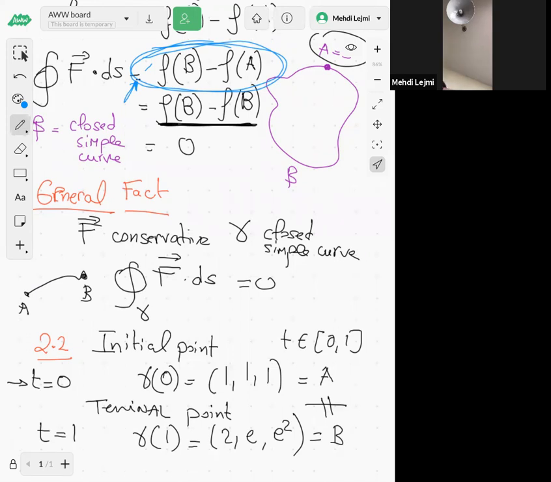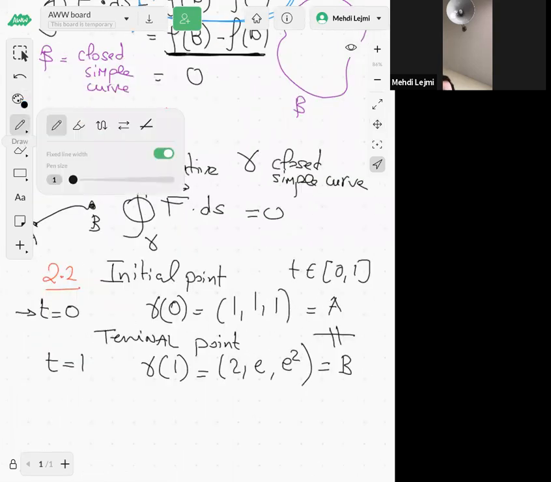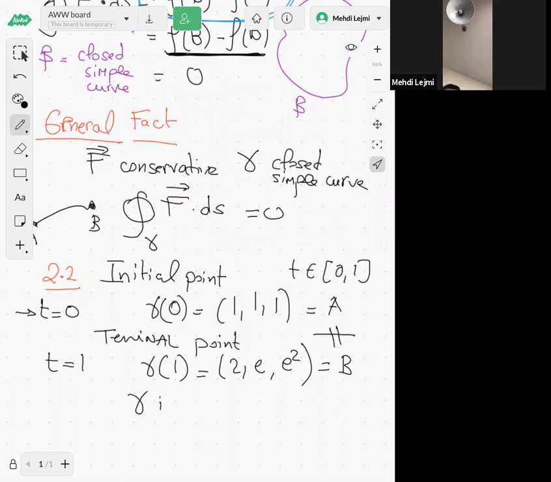So here gamma is not closed. Does this make sense? So of course, then the answer is not necessarily 0.